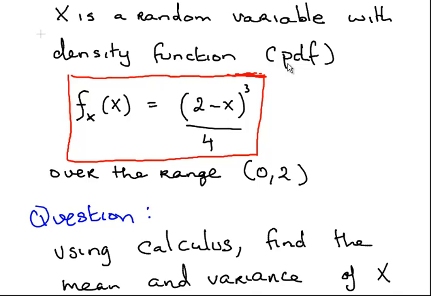In this presentation, we're going to look at continuous random variables. X is a random variable with density function, or PDF, probability density function. I'm just going to say density function. F of x, well, that's a small x, so the subscript of an x at the f. F of x equals (2 minus x) all cubed over 4.